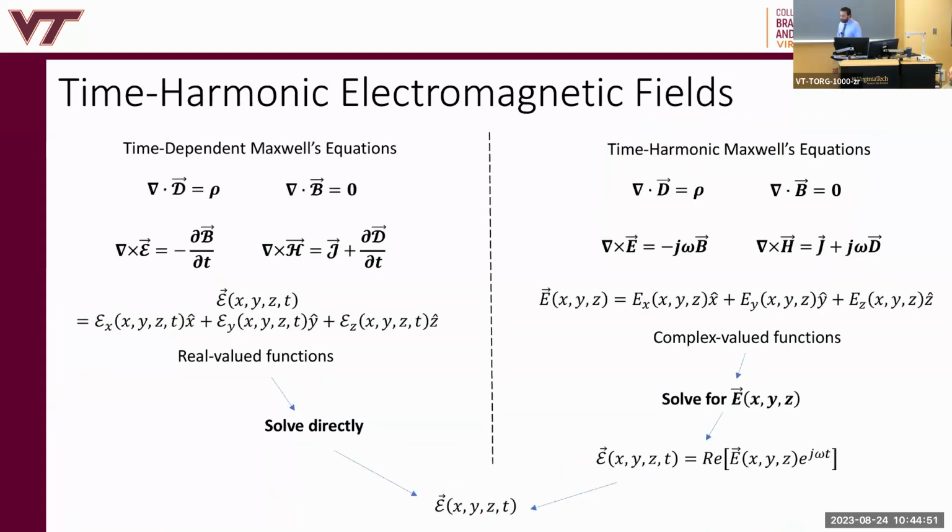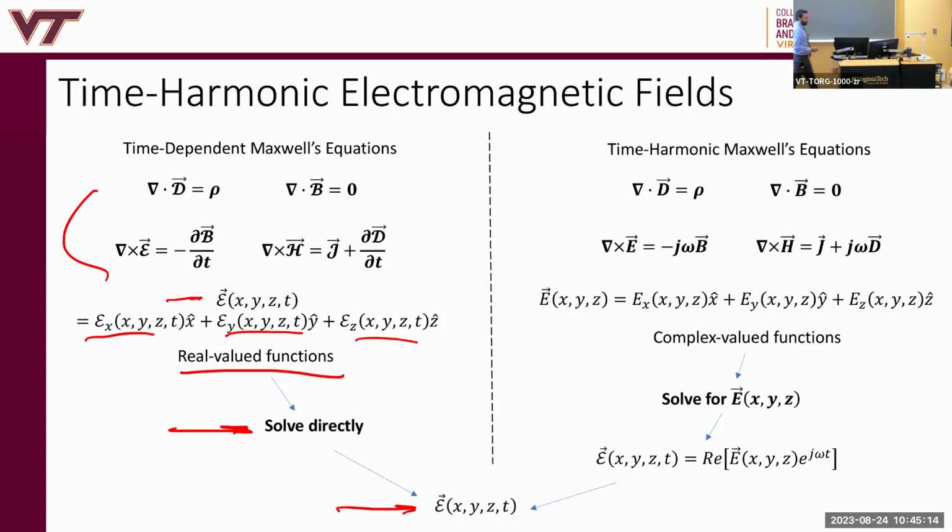So, last slide. We start with the time-dependent Maxwell equations, divergence of D, all of these with script letters. The vector field E has three components, and these are real-valued functions. We can solve them directly and get the electric field. That's the actual electric field, the only thing that is in reality.